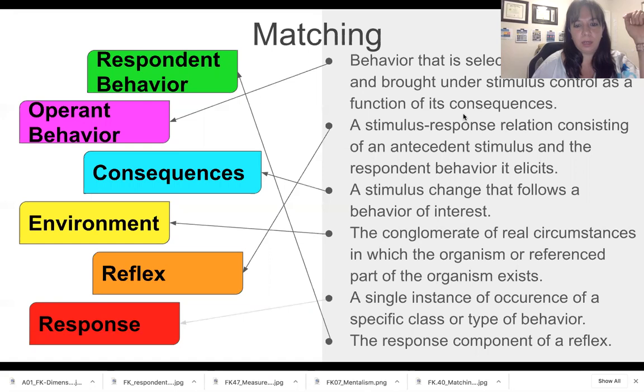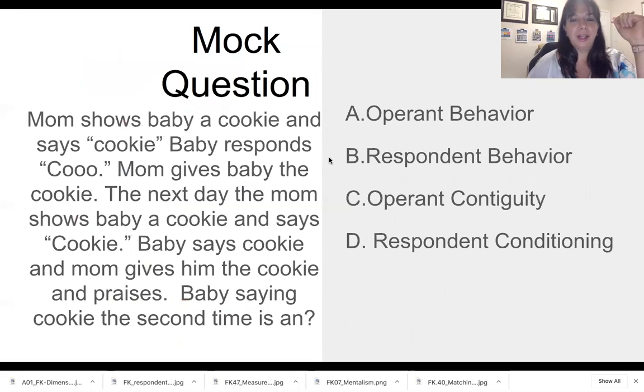I don't know why these arrows came out backwards. Sorry. All right, mock question. Mom shows a baby a cookie and says cookie. Baby responds, coo. Mom gives the baby the cookie. The next day, the mom shows the baby a cookie and says cookie. Baby says cookie, and mom gives him the cookie and praises him. Baby saying cookie the second time is A, operant behavior, B, respondent behavior, C, operant contiguity, or D, respondent conditioning. Respondent conditioning.